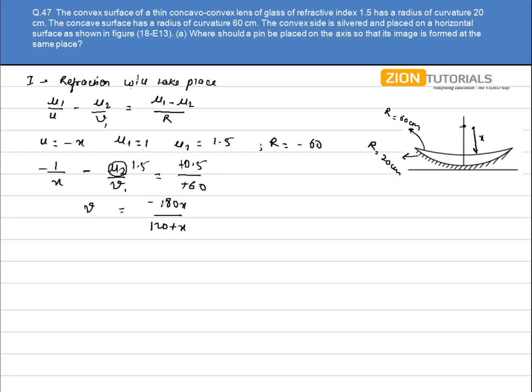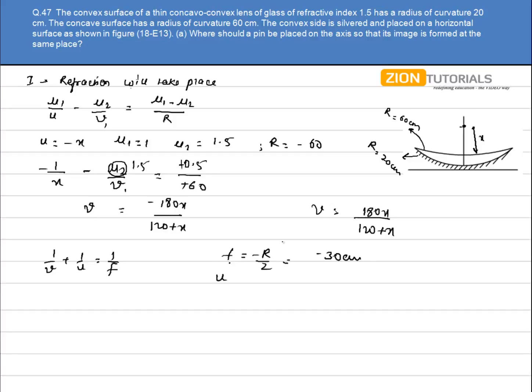Now the minus sign just shows that image is formed on right hand side itself. So the distance from the lens is only 180x by 120 plus x. Fine. Now this is the distance of the first image from the lens. This image will act as an object for the concave mirror. So I'll use the mirror formula now. Here focal length will be equal to minus r by 2, that is minus 30 cm.